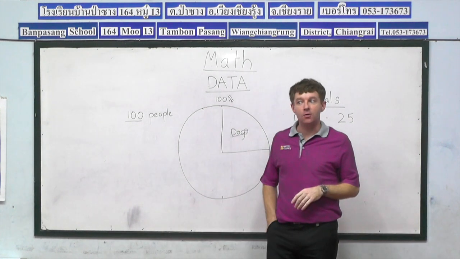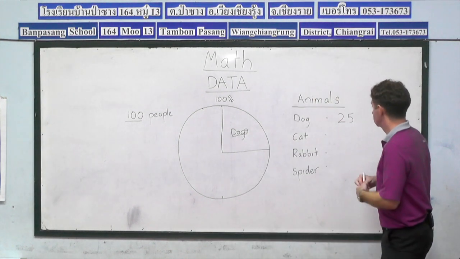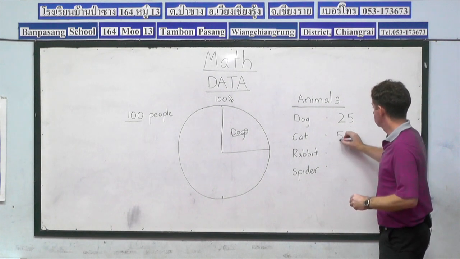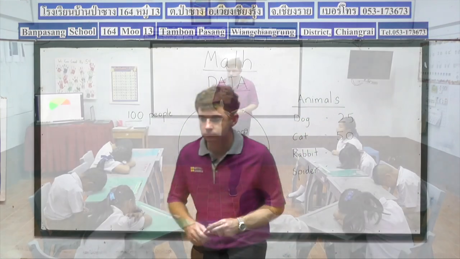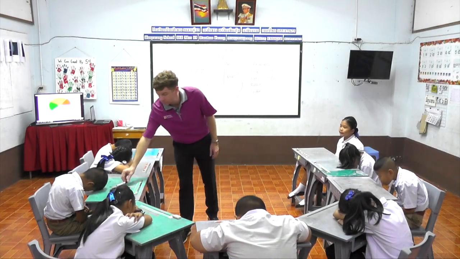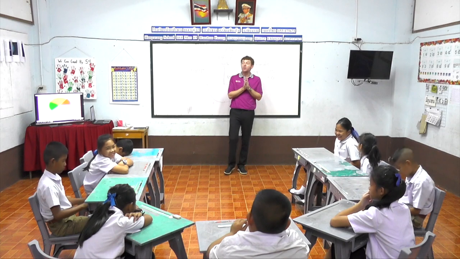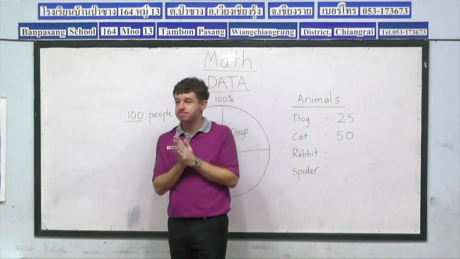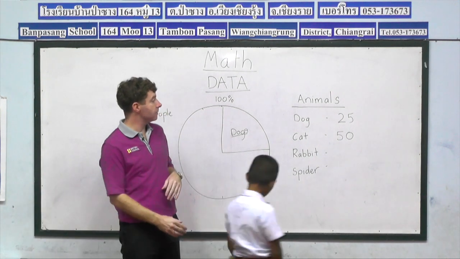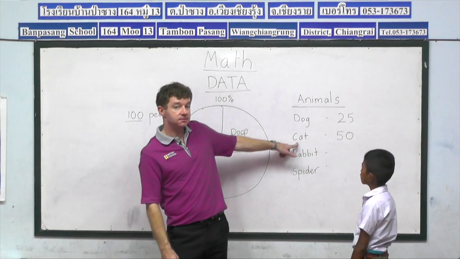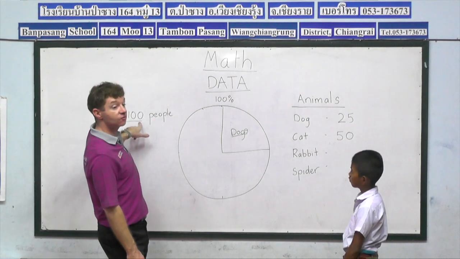And now, it's time for our next animal. So let's close our eyes, guys. Okay, let's open our eyes. Pat, come and join me at the front. Okay, so now the amount for our next animal is in. What's the amount for our next animal, cat, guys? 50. Okay. And what is 50 in relation to 100?